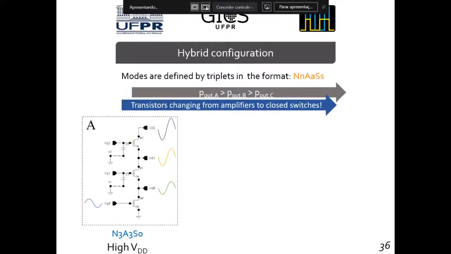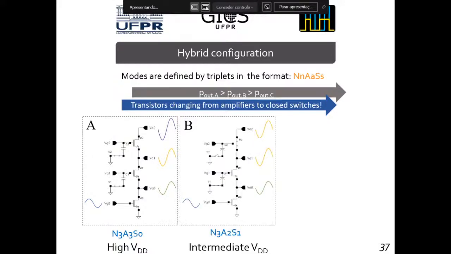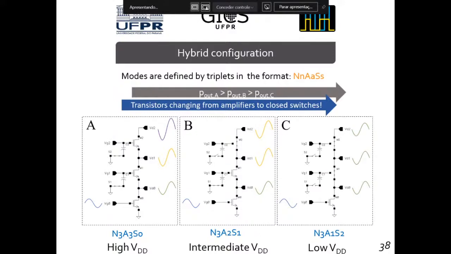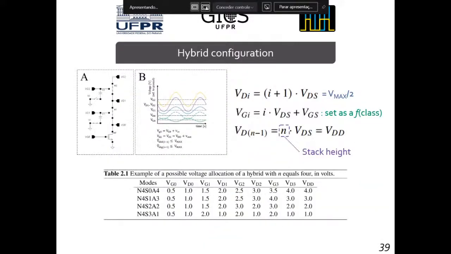In this sense, the modes of the hybrid are defined by triplets N, A, S. For example, N3A3S0 with high supply voltage, N3A2S1 with intermediate supply voltage, and N3A1S2 with low supply voltage. The DC voltage allocation of the hybrid follows the same rules of the stacked configuration. However, as modes change, the supply voltage should be scaled. An example of voltage allocation for the hybrid is presented in table 2.1.